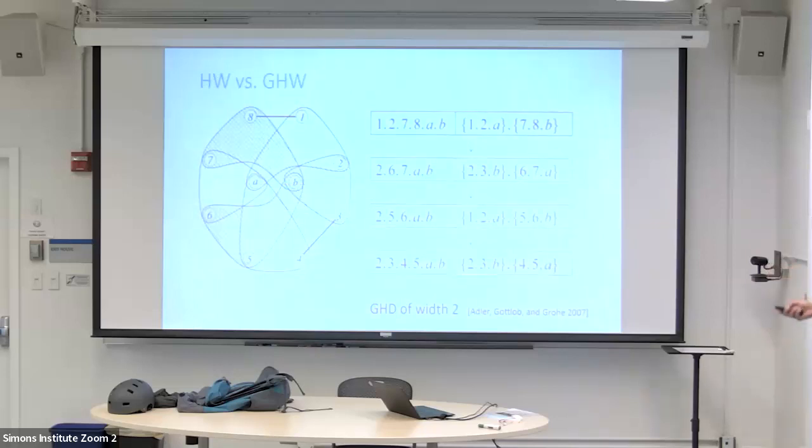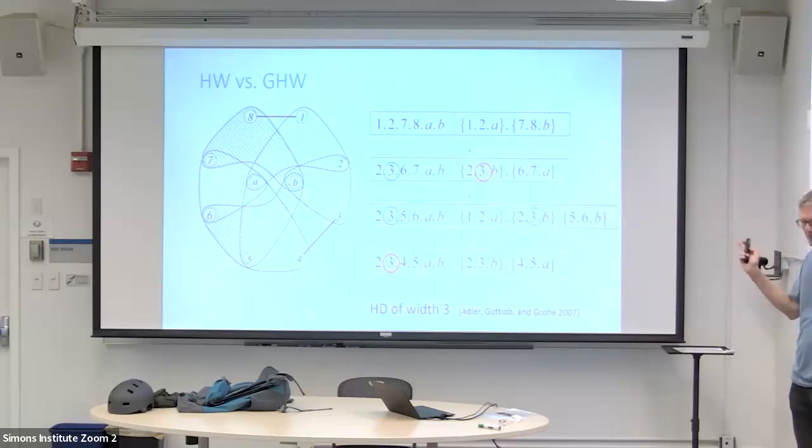So the next two slides are here with one message in mind. That is, it's not easy to find a hypergraph where the generalized HyperTree width is better than the HyperTree width. In this paper by Adler, Gottlob, and Grohe, they found a hypergraph which has generalized HyperTree width 2, but it violates the special condition and it actually has HyperTree width 3. That's the only message of this.